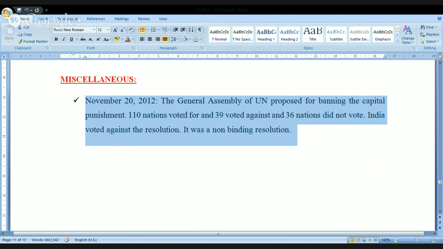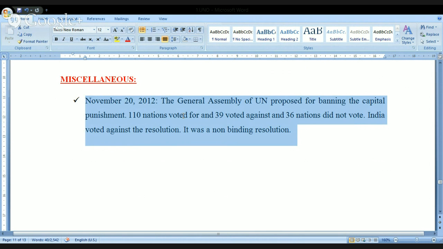And when it comes to countries like India, Pakistan, America, even today we have the concept of the death sentence. But so many times in the United Nations, the discussion has taken place whether the death sentence should be banned or not. Some countries like India are not accepting this. When this particular discussion took place in the United Nations, 110 nations voted for banning the death sentence. 39 nations voted against banning, and the other 36 nations did not vote. Look at this. India voted against the resolution, meaning India wanted to continue the death sentence because of its own reasons. When time permits, we will have a discussion.